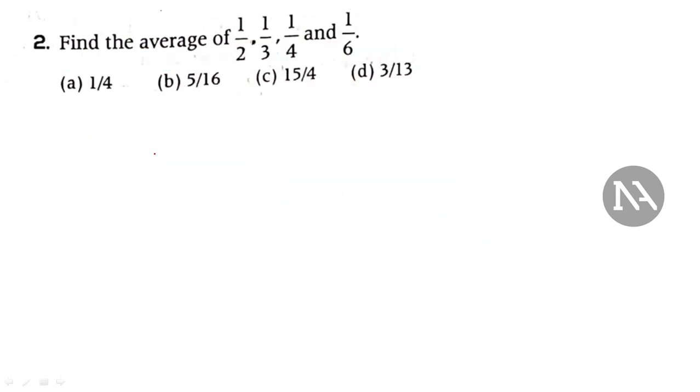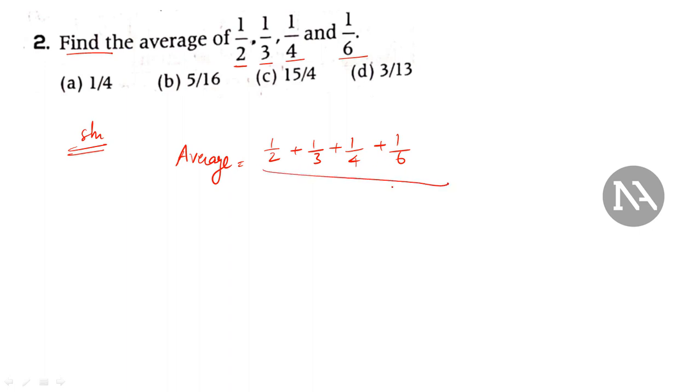Here question number 2. Solution. Here we have to find the average for fraction numbers 1 by 2, 1 by 3, 1 by 4 and 1 by 6. We know the formula for average, that is sum of observations, that is 1 by 2 plus 1 by 3 plus 1 by 4 plus 1 by 6 divided by number of observations. Here number of observations are 1, 2, 3 and 4. So it is 4.